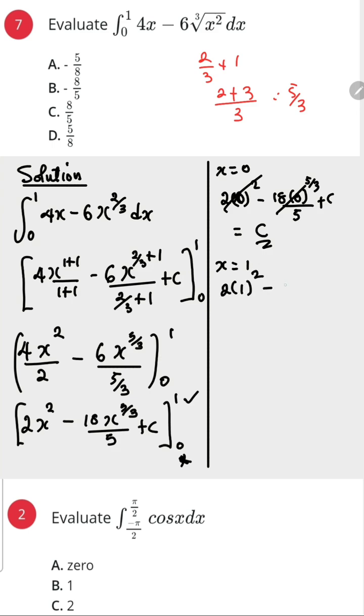Then I'm going to have minus 18. Then this is 1 raised to power 5 over 3, then over 5, then plus c. Now, if you check it very well, this is going to be 2. Then this is going to be minus, anything raised, 1 raised to power anything is basically 1. So it's going to be 18 over 5. Okay, now this is plus c.